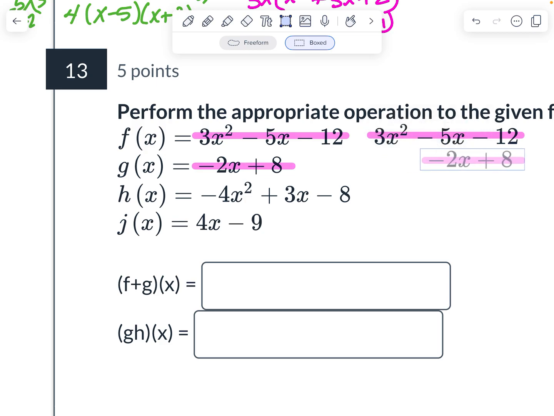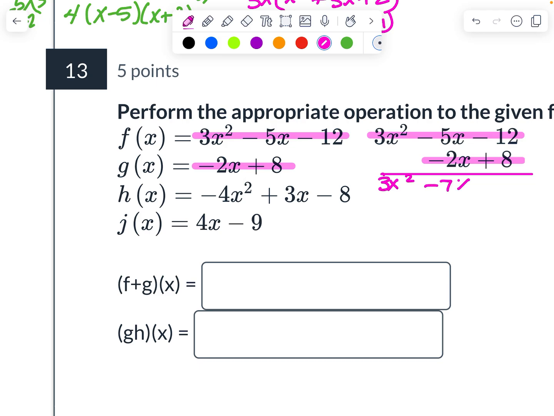Line them up, just like that. Put the equals bar. And combine them. So we got 3x squared minus 7x minus 4. 3x to the fourth power. Whoops, to the second power. Mrs. Leonard just making things up now. Minus 7x minus 4. Okay. That's that one.